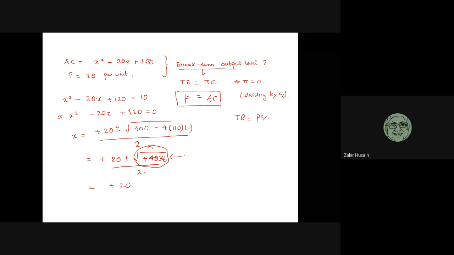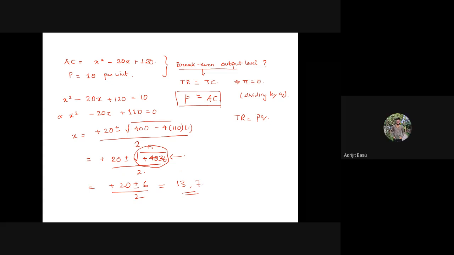So in that case, 20 plus minus 6 by 2. So what will we get? We will either get 13 or we are going to get 7. Okay, so there's a slight error over here in this problem, but this is how we solve it.